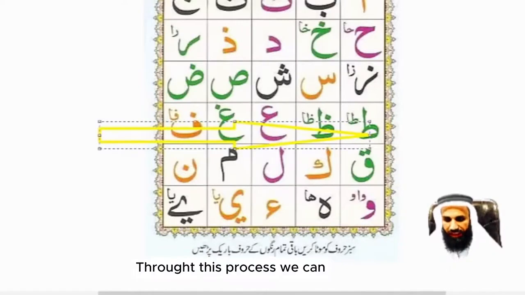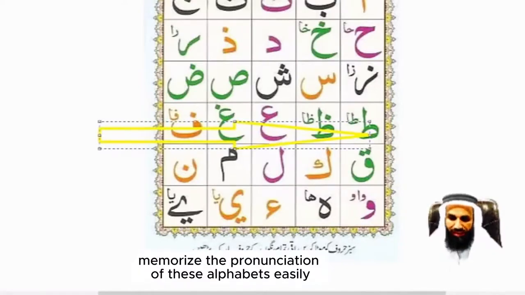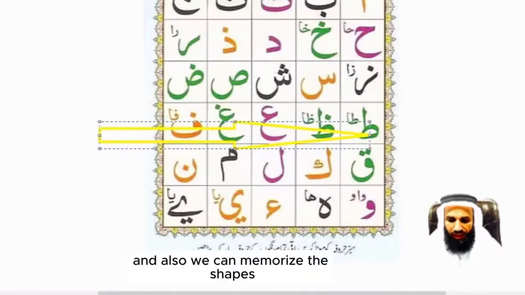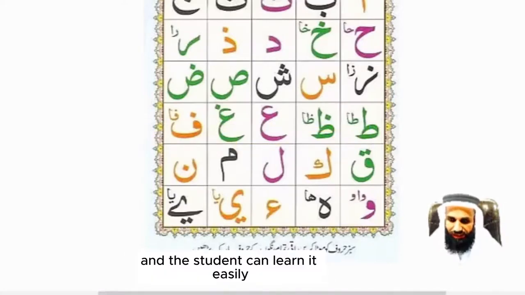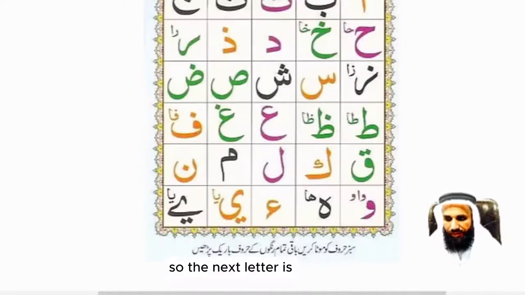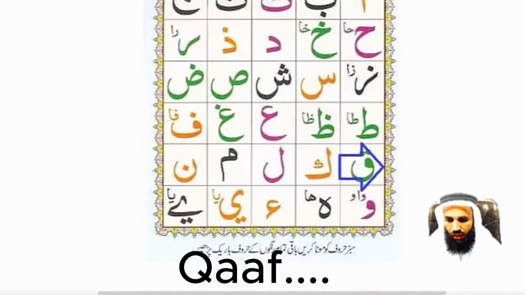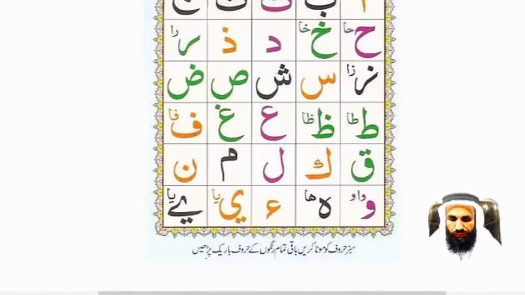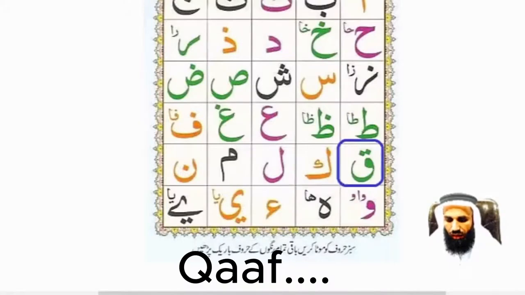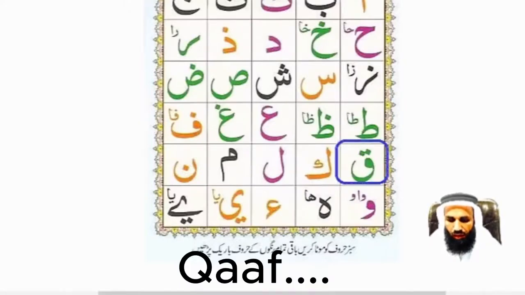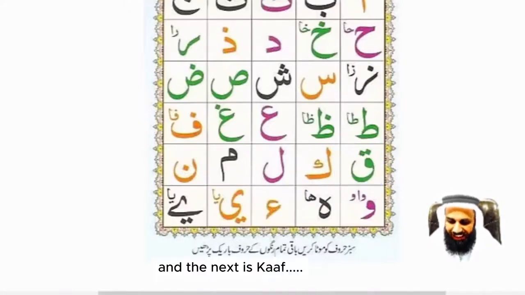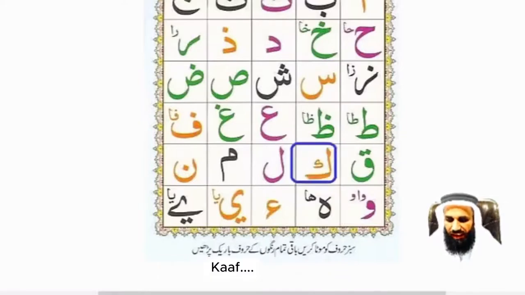In this process, we can memorize the pronunciation of these alphabets easily, and also we can remember the shapes of these alphabets, and the student can learn it easily. So the next letter is Qaf. And the next is Kaf.